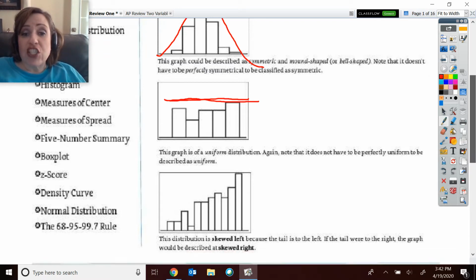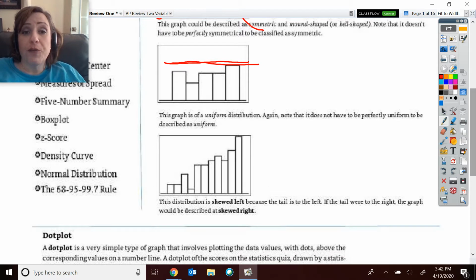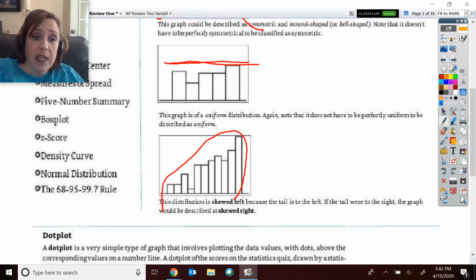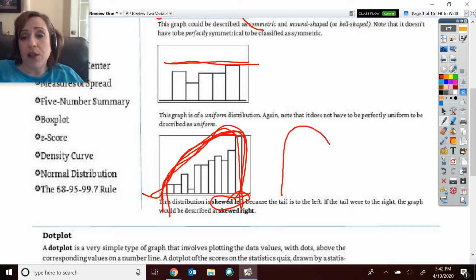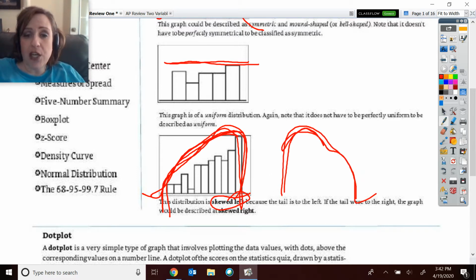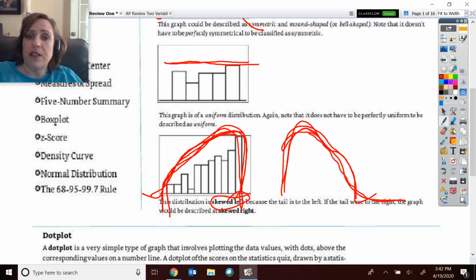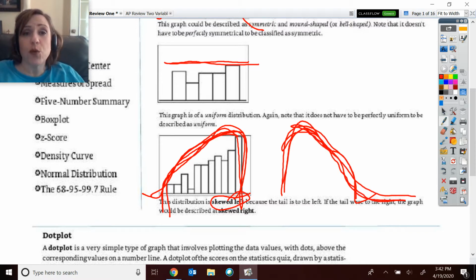Now let's talk about the skew. Remember your foot. If you were to look down at your feet, this would be like your left foot. This one is skewed left. The tail is to the left, skewed to the left. A skewed right would look like your right foot. Here's your big toe, and then here's your pinky toe. So you would have the curve where you have the tail to the right for skewed right.